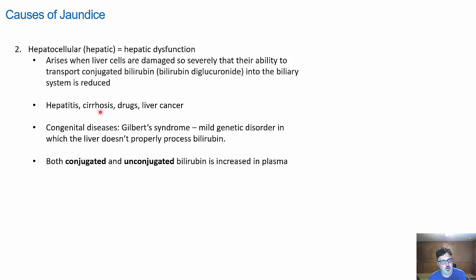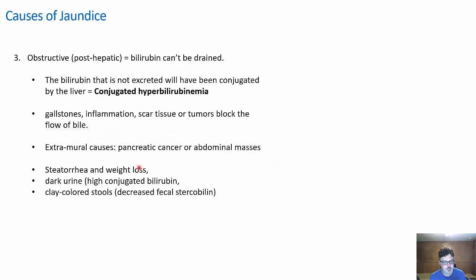So you'll see this with, of course, cirrhosis, drugs, liver cancer, and hepatitis. Anything here that's going to damage the liver. There are some other examples. There's a congenital disease called Gilbert syndrome. It's relatively benign, but it is a mild genetic disorder where the liver does not process the bilirubin properly. In this type of jaundice, you'll see both a rise in conjugated and unconjugated bilirubin increasing in the plasma. So if you see both conjugated and unconjugated, that might be a sign that something is not functioning properly in the liver. The liver cells themselves might be damaged.